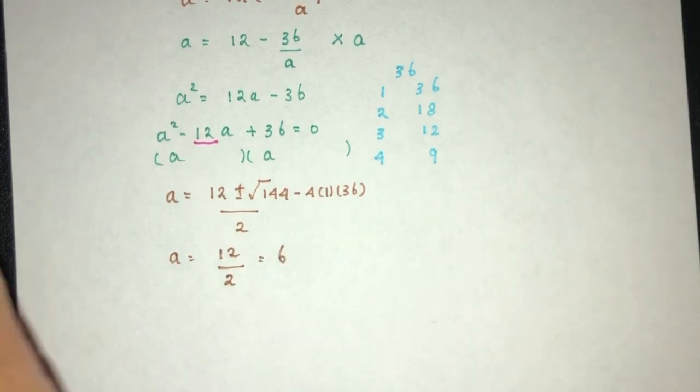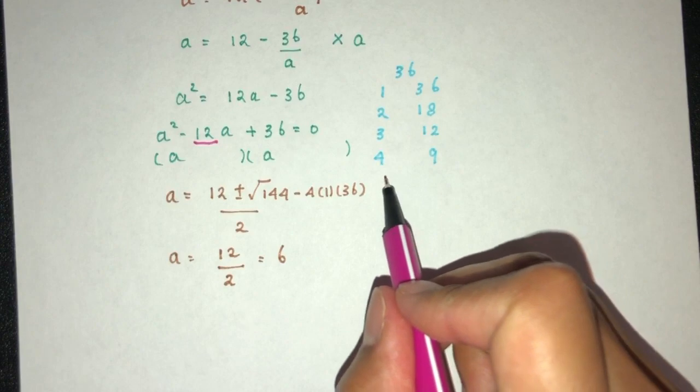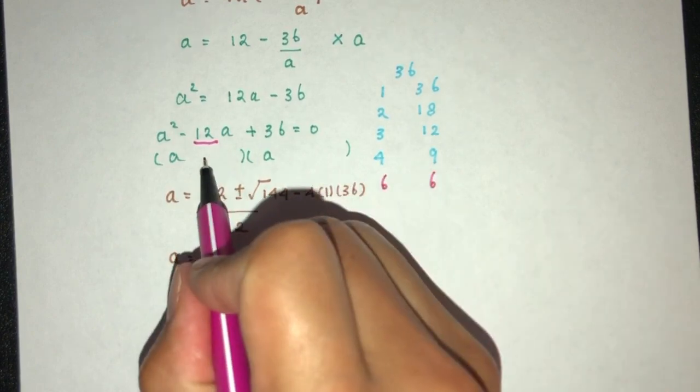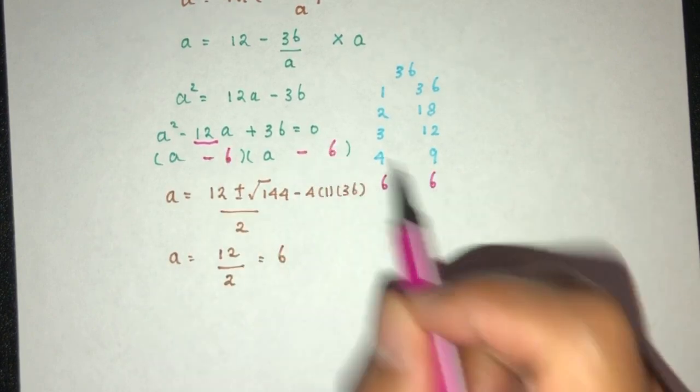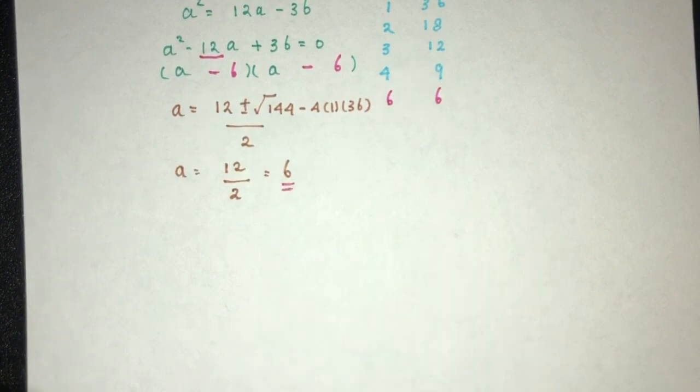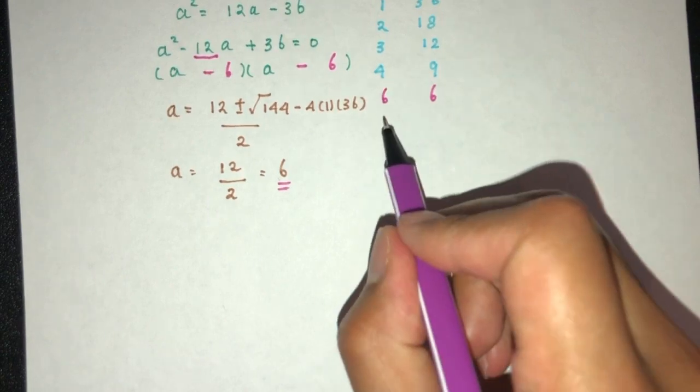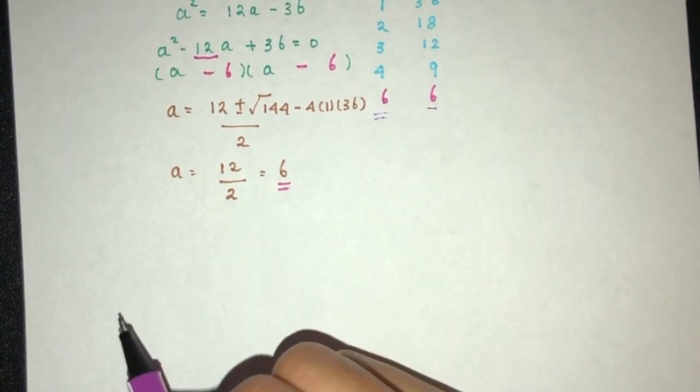Okay, so yeah, I'm missing one. Obviously, I made a silly mistake. 36 is 6 times 6. That should be minus 6, minus 6. So A will be 6. So as you can see, if you are confused about factorization, you can always use the formula to find the value of A. Now let's move on. So here we have 6 done, the value of A.